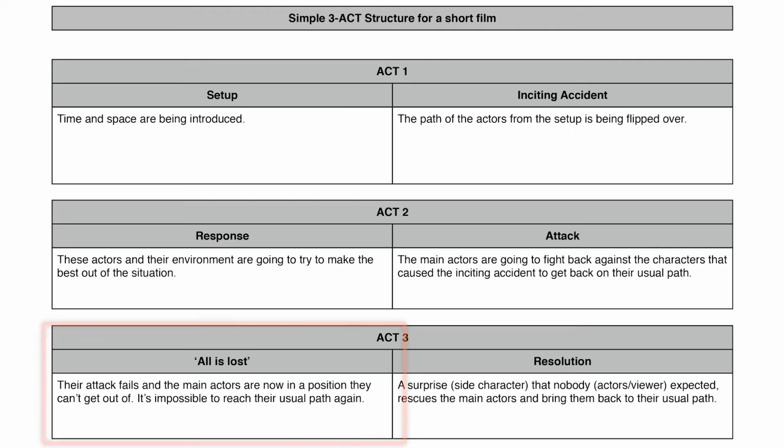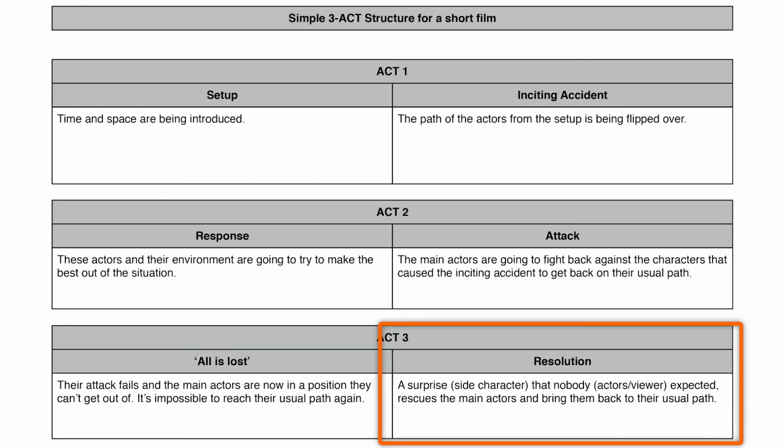Now the viewer thinks here that all is lost, because that's the title of the 5th step right here. Their attack fails and the main actors are now in a position they can't get out of. So he is trapped in some kind of jail and the alien boss is trying to eat his brains. And it says it's impossible to reach their usual path again. If you're on the verge of dying, then it's pretty hard to get back to your usual path again. But then, out of nowhere, guys, comes the resolution.